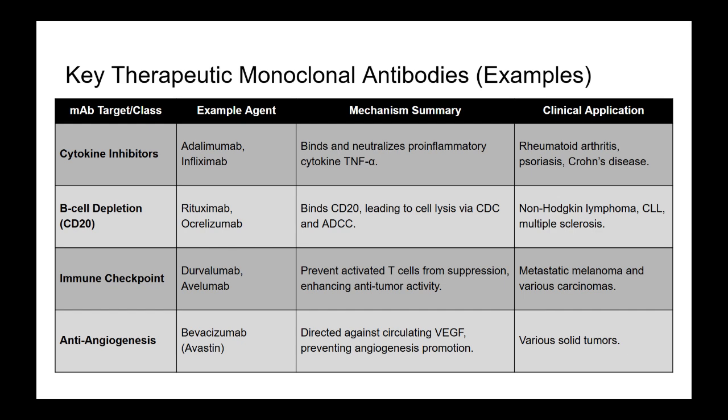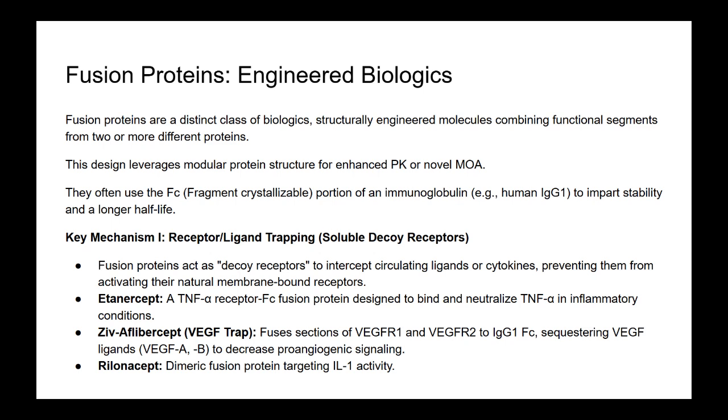Okay, moving beyond antibodies that largely resemble naturally occurring ones, we have fusion proteins. These sound like bespoke, engineered biologics combining different functional protein segments. That's exactly what they are. Their design philosophy is modular. You take functional domains from different proteins and fuse them together, often genetically, to create a novel therapeutic agent with desired properties.